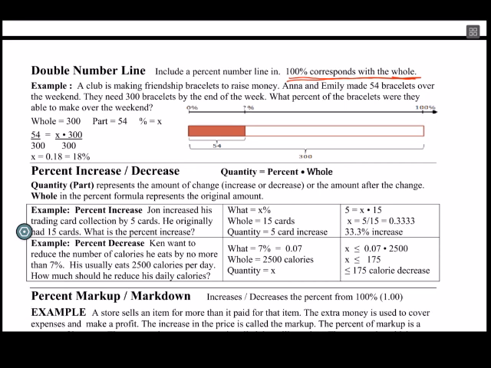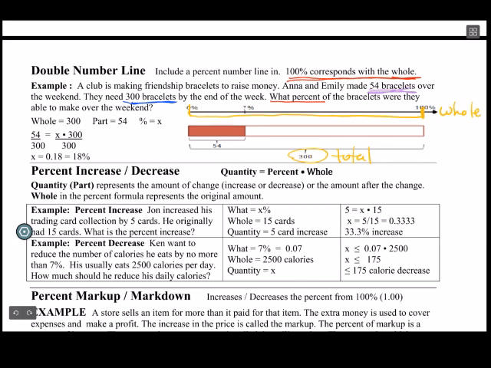A club is making friendship bracelets to raise money. Anna and Emily make 54 bracelets over the weekend. They need 300 bracelets total, and we are looking for what percent of the bracelets they were able to make. So we always start out by making our 100% number line, and this is going to represent our total of 300 bracelets. And this is our whole.